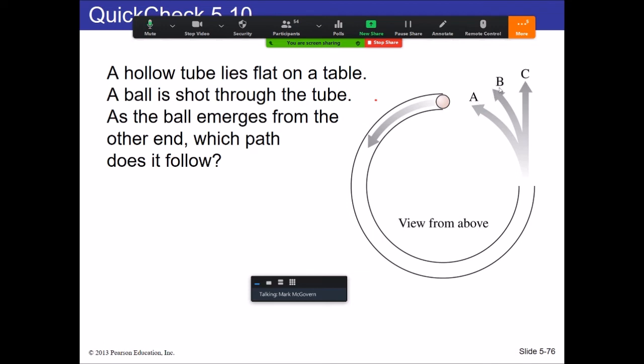If you say A or B, then you're saying that a direction changed and there needs to be an agent to produce that acceleration. And it's not the ground or anything like that. There's no ground here.